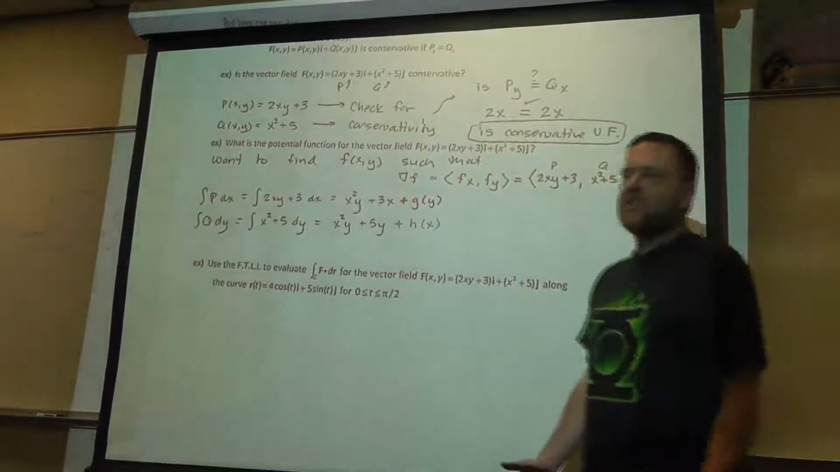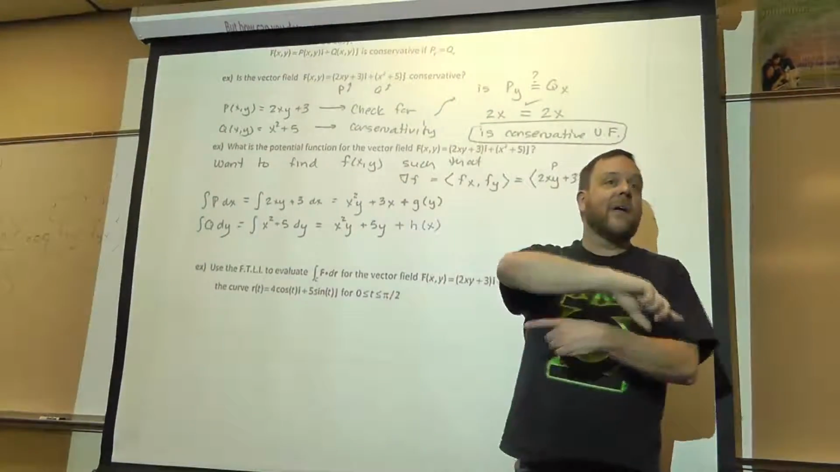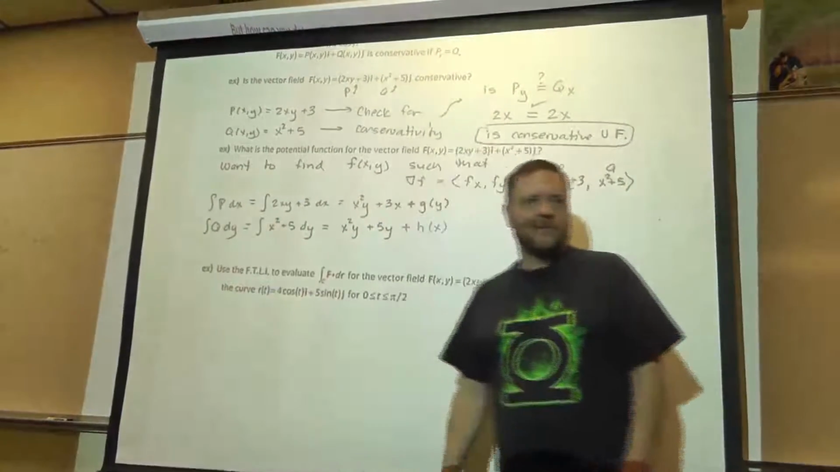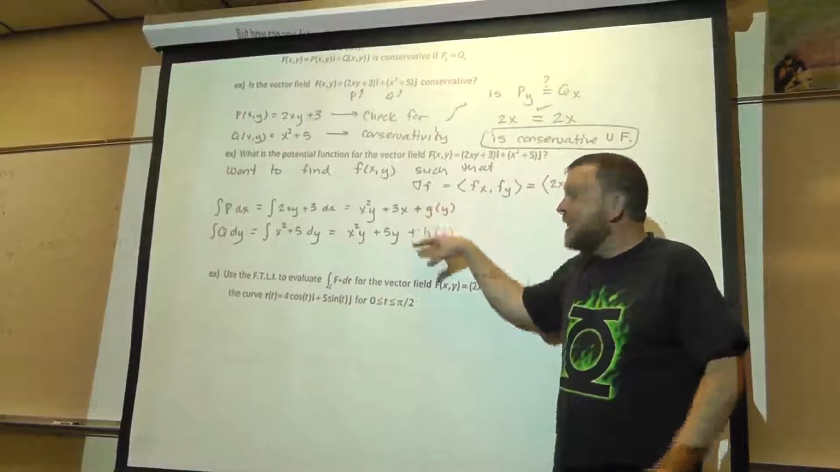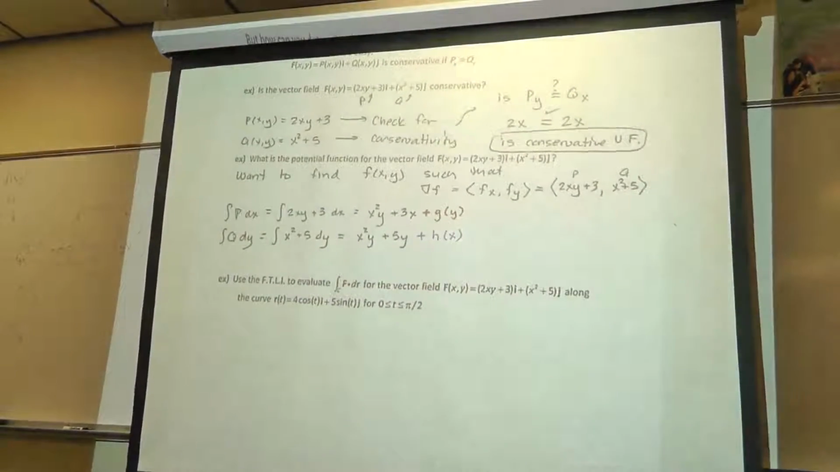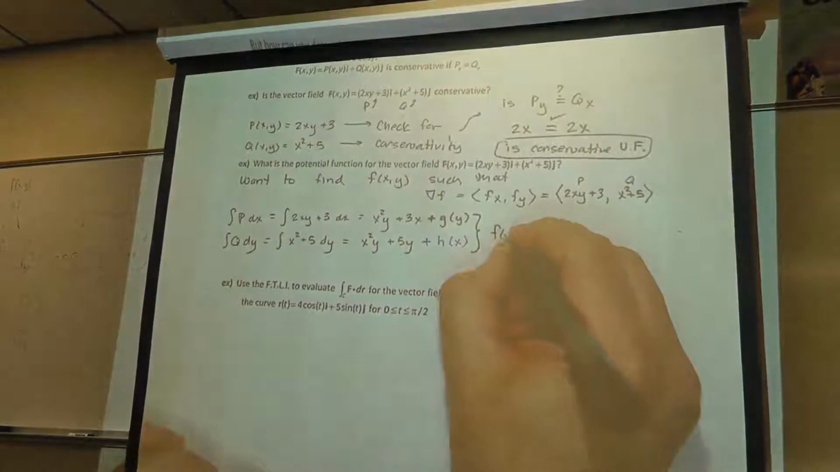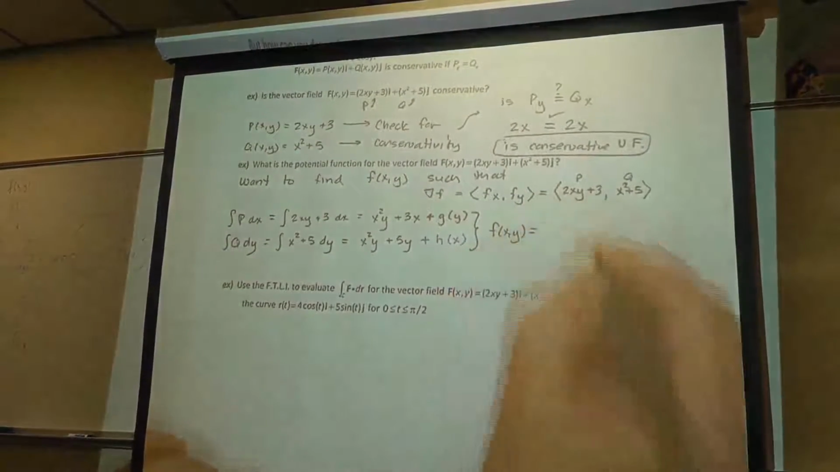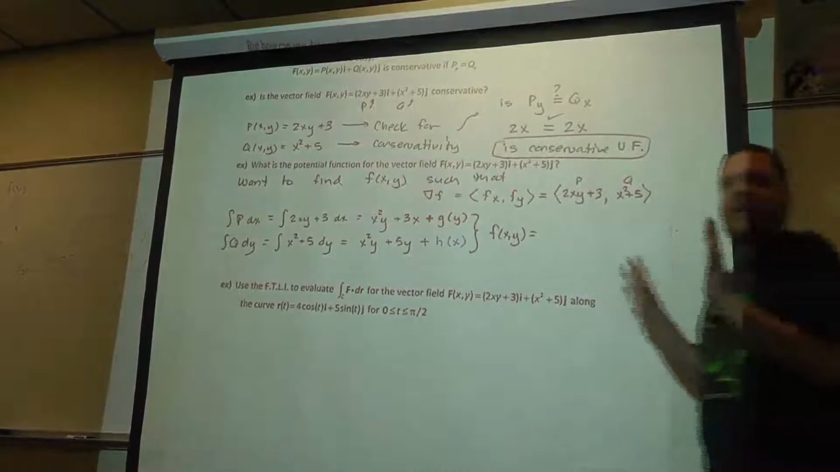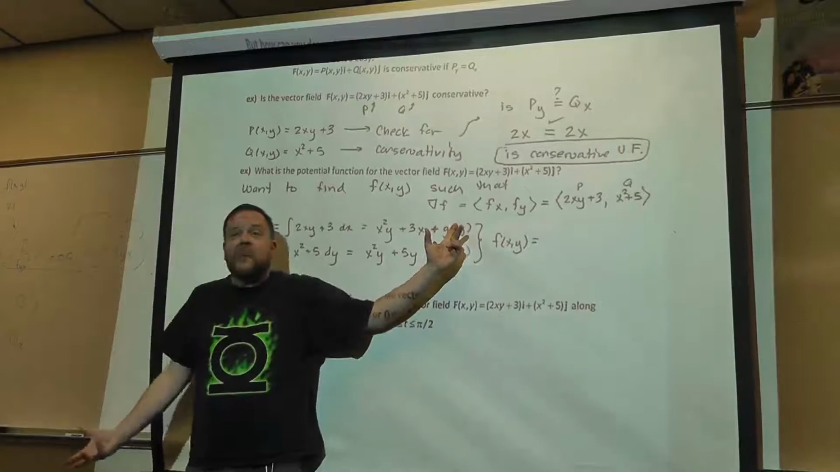So your constants here aren't just going to be plus C's. Your constants are going to be functions of the other variable that you're not integrating with respect to, you see. So tucked into these two bits of information, that's what our potential function is. So we've got it right there in front of us. If I take either one of these statements, I could use this first statement right here, and it is my potential function.